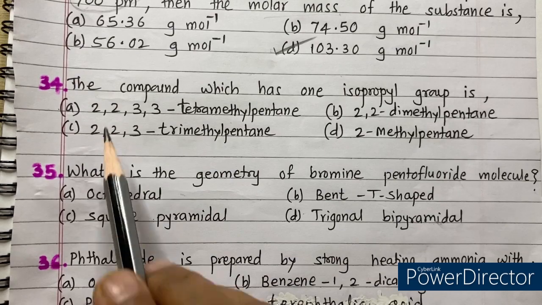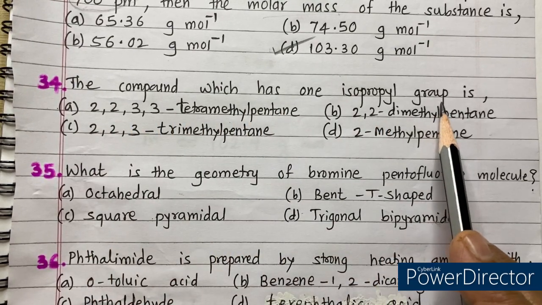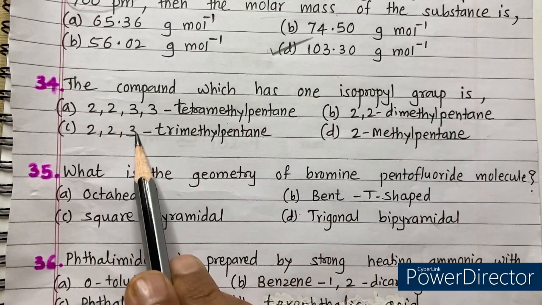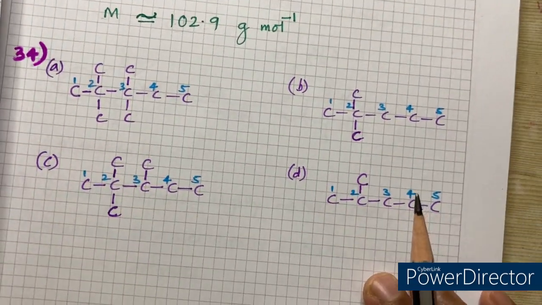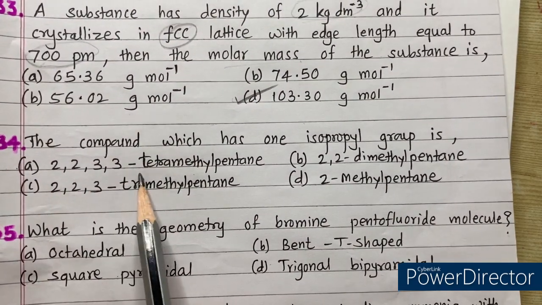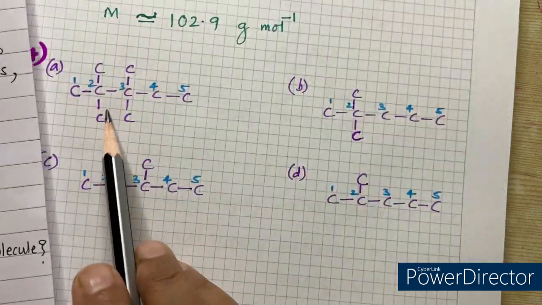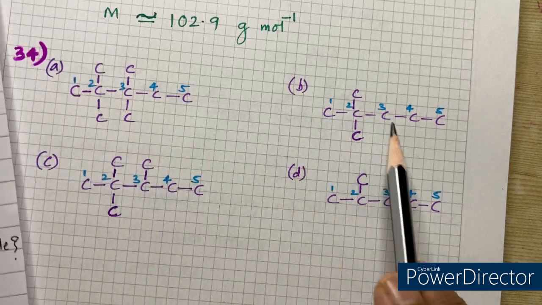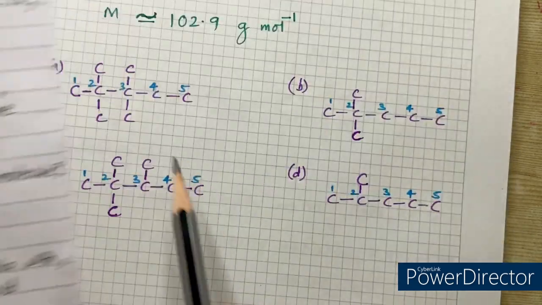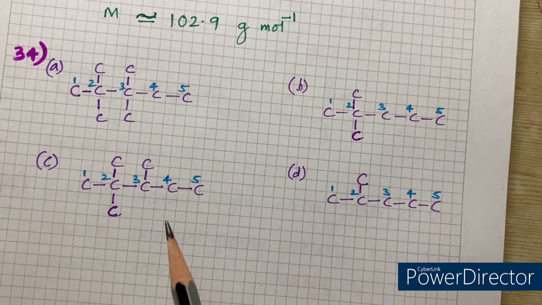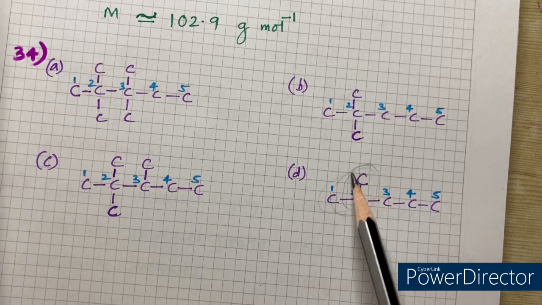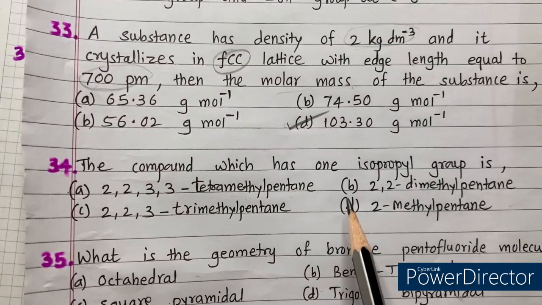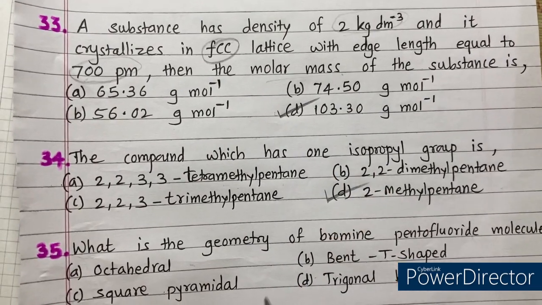Okay, next. The compound which has one isopropyl group is, here names of the compound are given. Now see their skeleton. First one is 2,2,3,3 tetramethyl pentane, then this one 2,2,3,3, like this. You have to find out the structure of this. Then we require one isopropyl group, this second last having one more methyl group, isopropyl group, this one. Okay, that is one isopropyl group, option D.